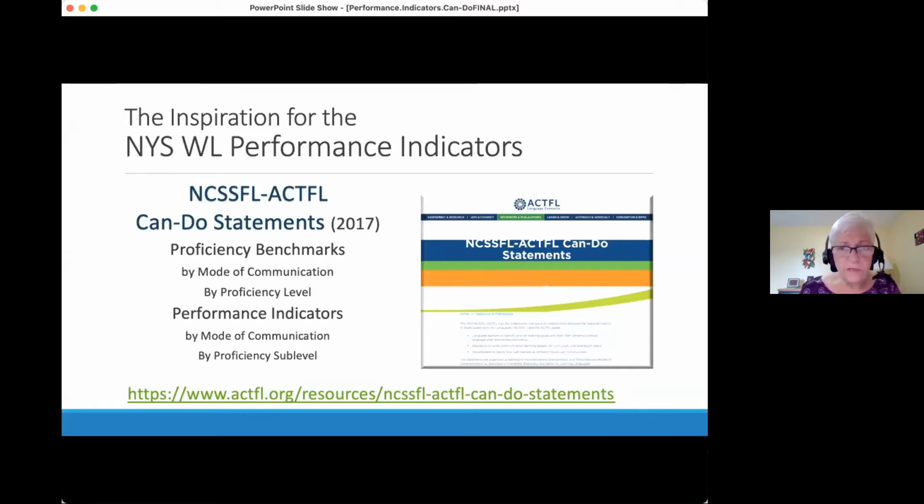We don't have, let me start that over. We don't have proficiency benchmarks. We opted to just simply create performance indicators. We have mode of communication or communication standard, and then we have the proficiency sublevels. So if you already have this familiarity, that should help with your familiarity of the performance indicators.